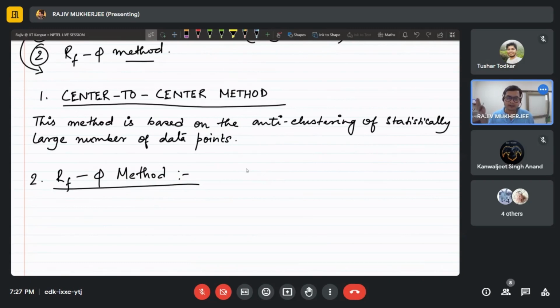RFI method is also a statistical approach. Center to center method is also a statistical approach, but the difference lies in the consideration of this angular orientation. Because once you consider the angular orientation and measure the statistical distribution, then you can easily eliminate the question of whether there was any initial preferred orientation of these markers or not, right? So RFI method has advantages over the center to center method.